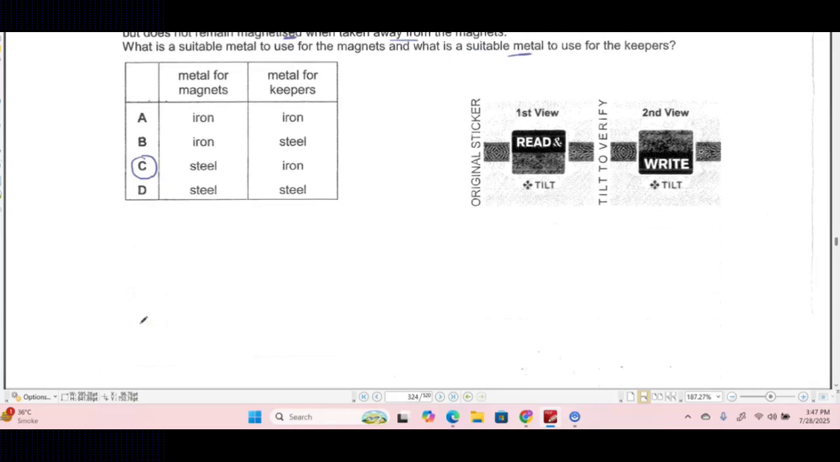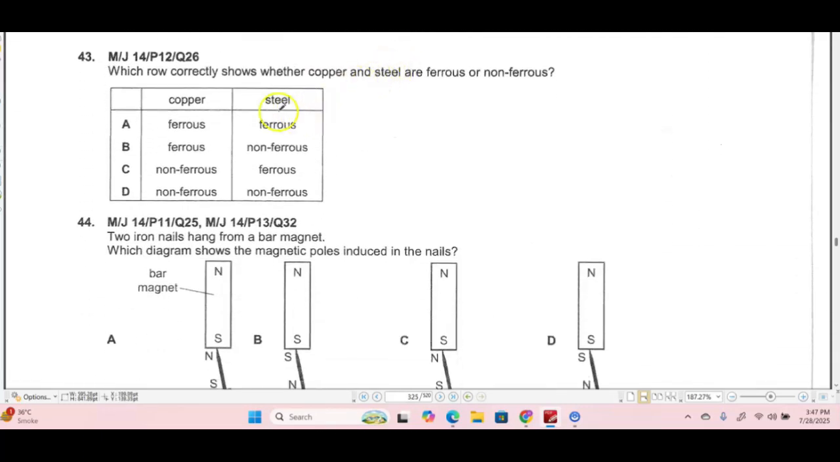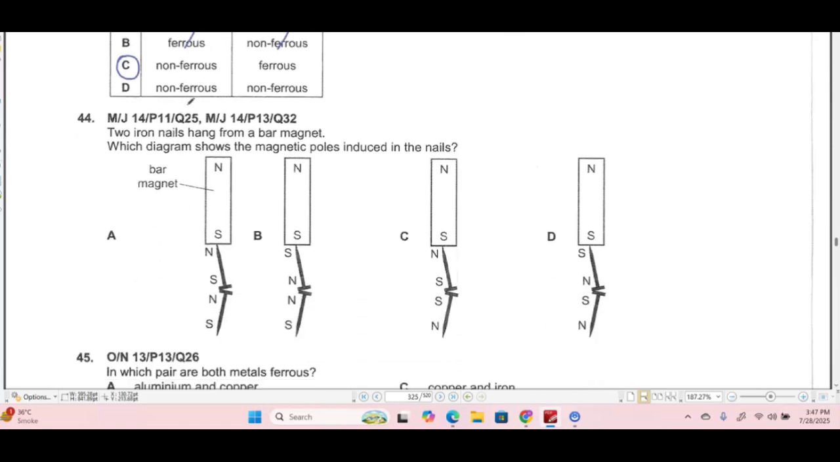Okay, moving forward to question number 43. Which row correctly shows whether copper and steel are ferrous or non-ferrous? Okay, copper is non-ferrous, obviously, because it's not a magnetic material. So it's not ferrous. Steel is ferrous, so these two options are also cut. So copper is non-ferrous and steel is ferrous because this is magnetic and this is non-magnetic. So C is going to be the correct option.